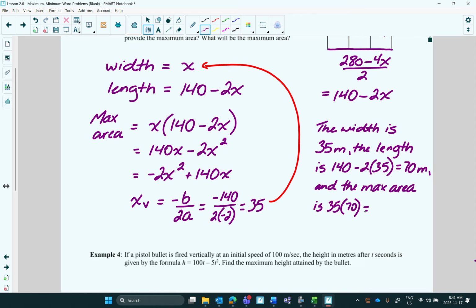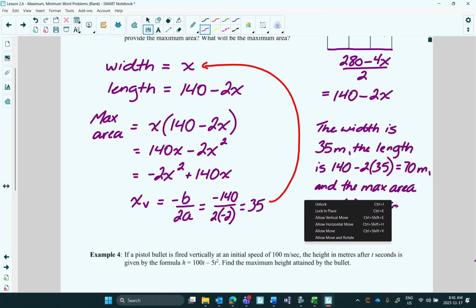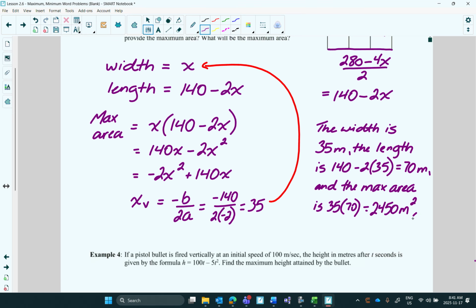Which gives me what? 2,450 meters squared. Okay. So you see, you follow the same pattern every time. Same steps when you encounter these problems.